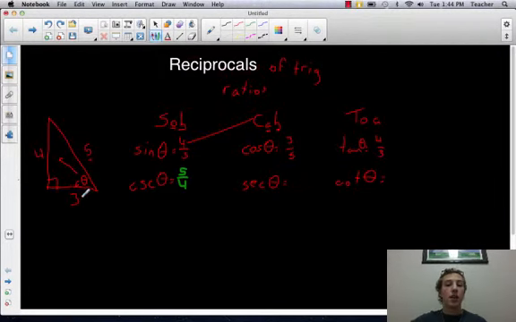Which easily makes a bunch of sense if you pay attention, even in the least. Because all you're doing is, instead of having the opposite over the hypotenuse, you now have the hypotenuse over the opposite. The same goes for secant and cosine. Secant is cosine's inverse, so it's going to have the inverse of the ratio. Instead of being adjacent over hypotenuse, it's going to be hypotenuse over the adjacent. So you're going to have 5/3. Same thing goes with cotangent to tangent. It's the inverse of it. So instead of having opposite over adjacent, you're going to have adjacent over the opposite. Going to have now 3/4.